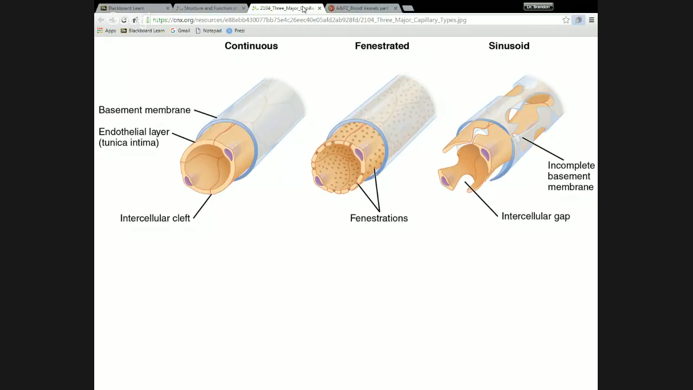Where do we find continuous capillaries? In the brain. In the brain, and where else did I mention?